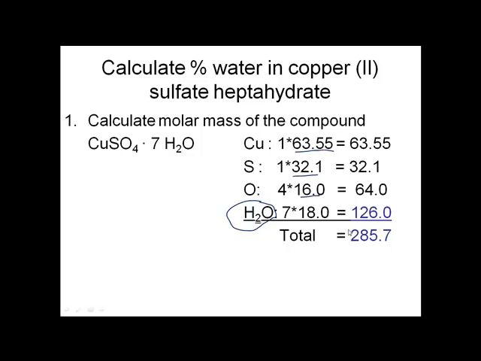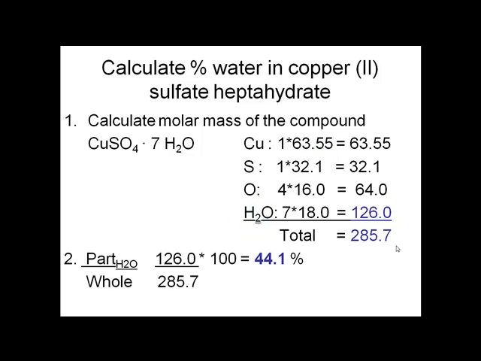So now for the percent of copper 2 sulfate heptahydrate that is water, we take our water amount and divide it by the total. So now we have 126 over 285.7 times 100, 44.1%. A common lab that we might actually do is we'll take a hydrate, put it in a crucible, or even a test tube, heat it up, and drive all the water away. We mass it before and after, and we see what amount of water was released.